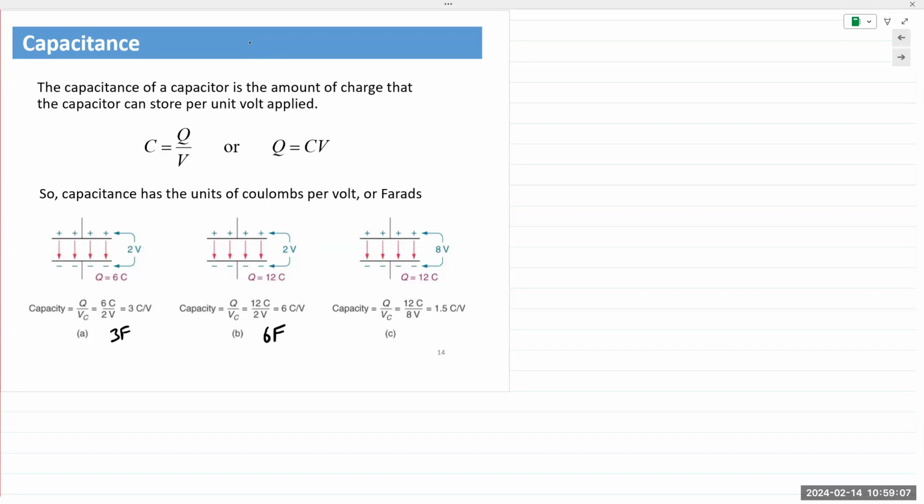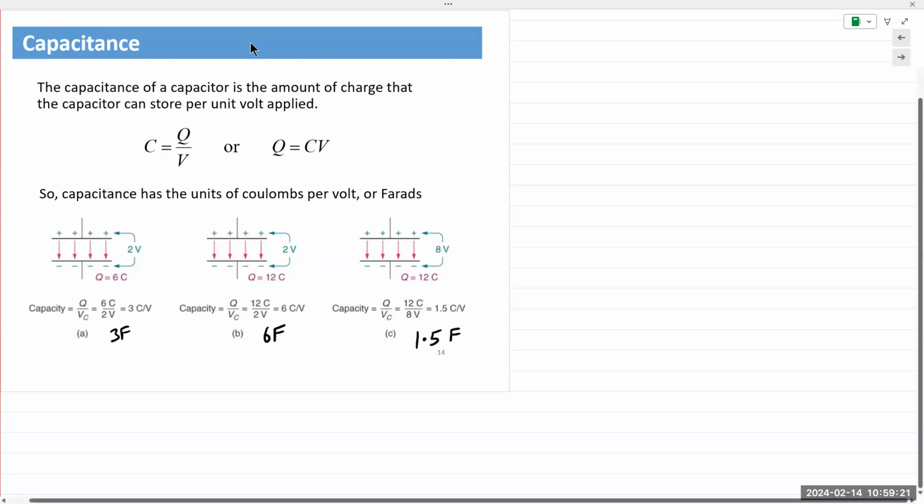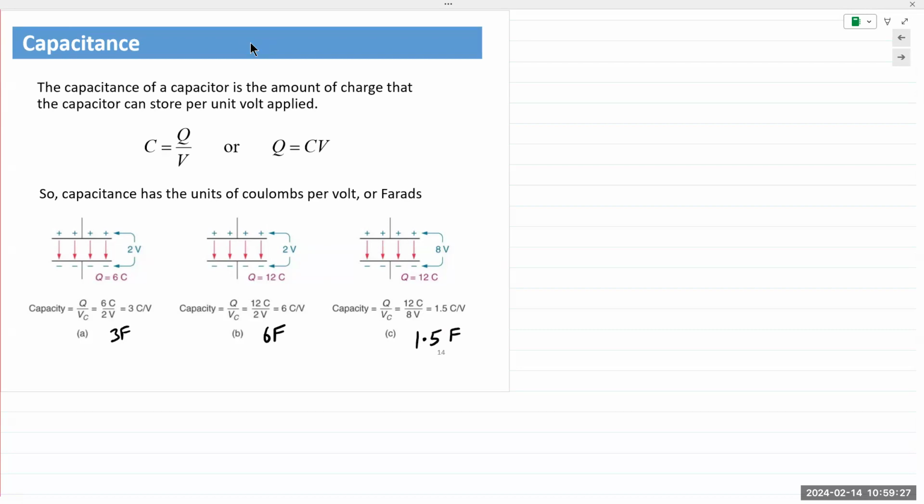But now, if you want to use that same capacitor for high voltage applications, then the capacitance value is reduced. 1.5 farads. So voltage increases, meaning if you're using it for high voltage applications, then the charge holding capability of those two plates goes down. So from 6 farads it goes down to 1.5.